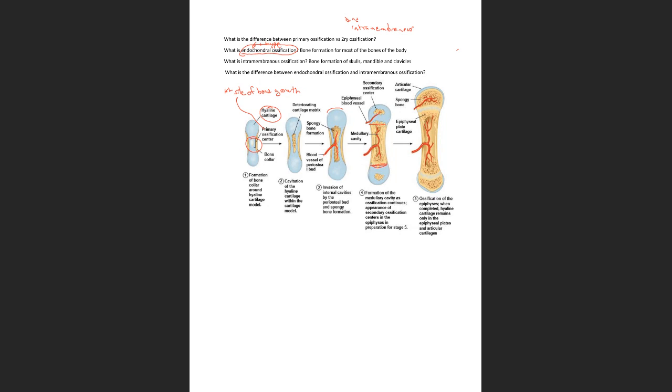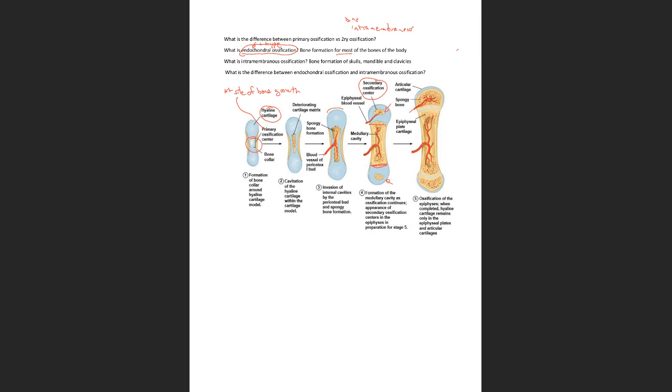Now we have these secondary ossification centers that start showing up on the ends. It's similar to the primary ossification center, except it's the second part where bone growth happens. The hyaline cartilage deteriorates, bone starts filling in that space, and eventually blood vessels come in. Endochondral ossification is for the bone formation of most bones. Most of the bones in our body go through this process.